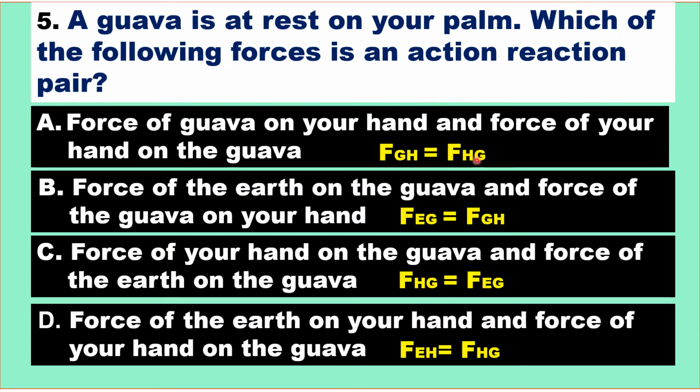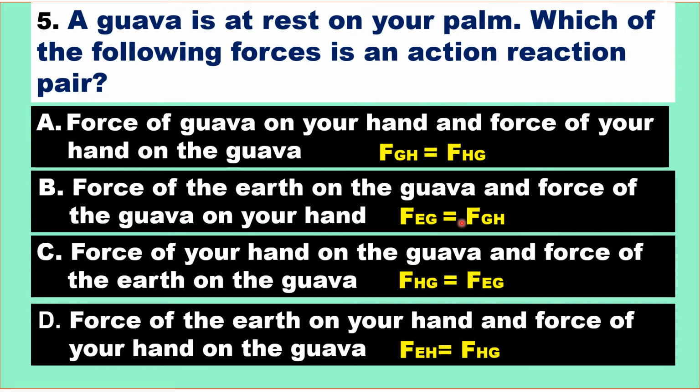FGH, FHG. That's for option letter A. Now for option letter B, the force of the earth on the guava labeled as FEG, and the force of the guava on your hand labeled FGH. Okay? Do you notice something?